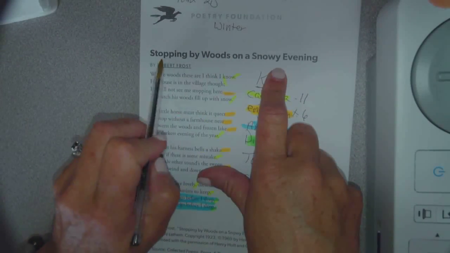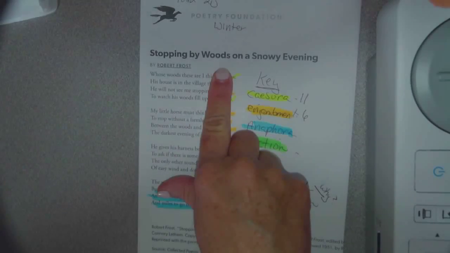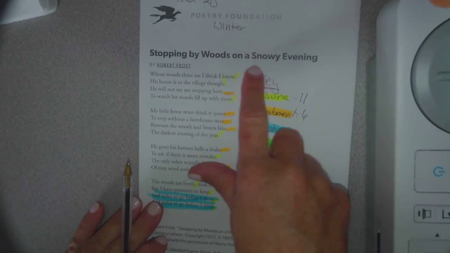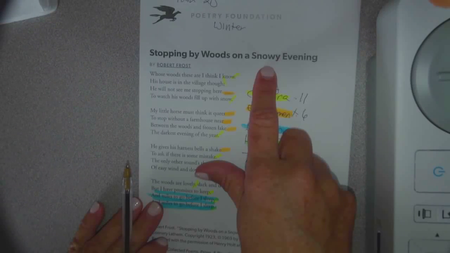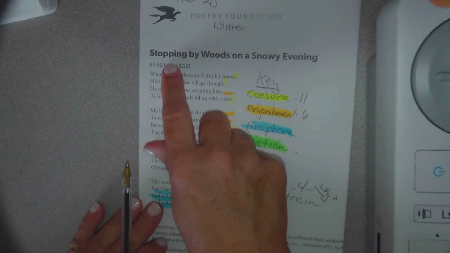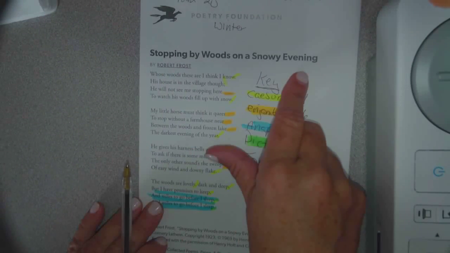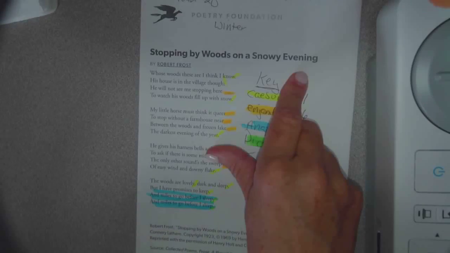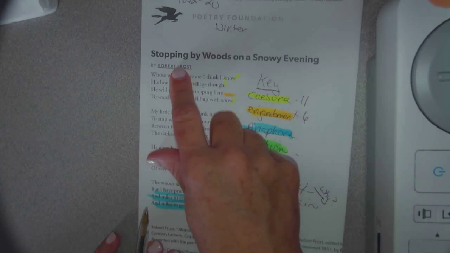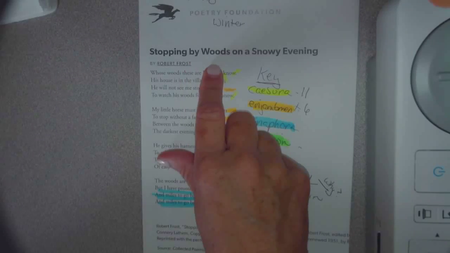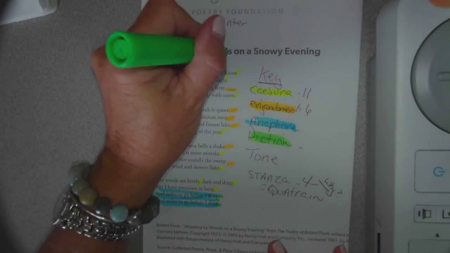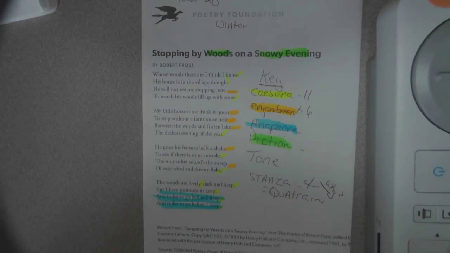So if you are on a snowy evening and you're stopping by the woods, you'll picture a snowy evening. It's not a blizzard. It doesn't say stopping by a blizzard evening, right? It doesn't say whizzing by the woods on a blizzard evening, does it? That would tell us all different things, okay? So it says that he is stopping by woods on a snowy evening. So if you're doing that, is it chaos? Is it tranquil? Is it scary? Is it peaceful? The tone right off the bat.